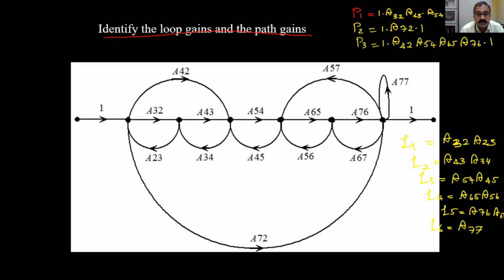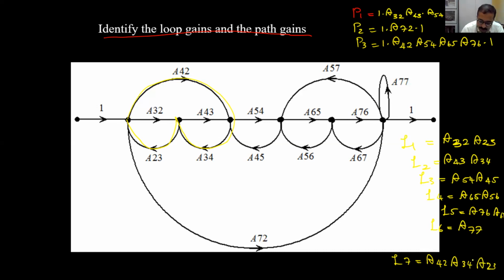Any other loop? Is any other loop possible here? See, A42, A34, A43. That's another loop. It starts from this node and ends at the same node without touching a node more than once. Okay. So L7, the seventh loop, will be A42, A34, A23.